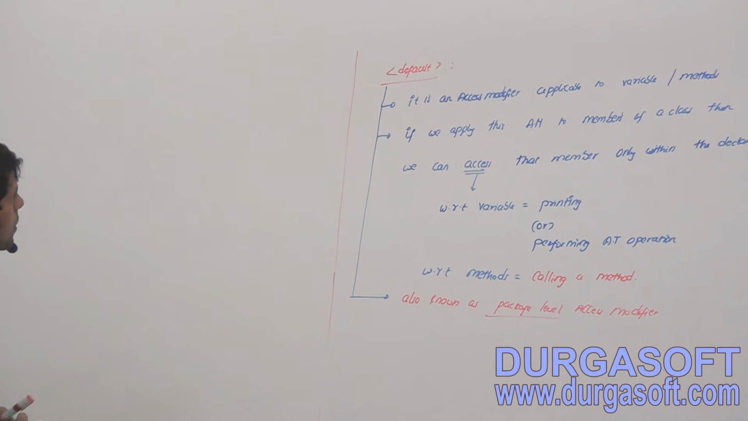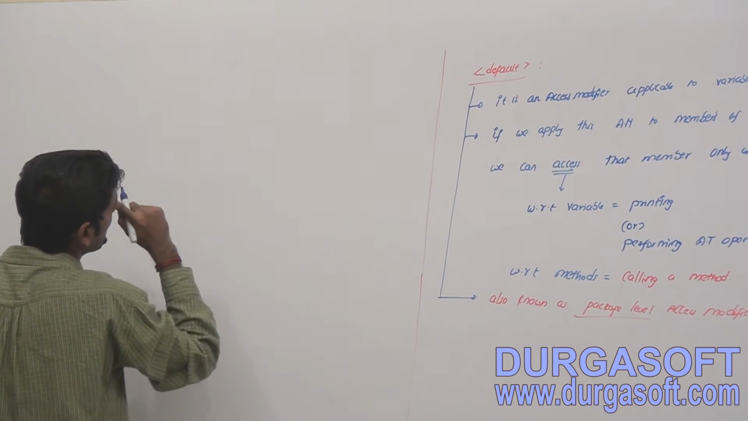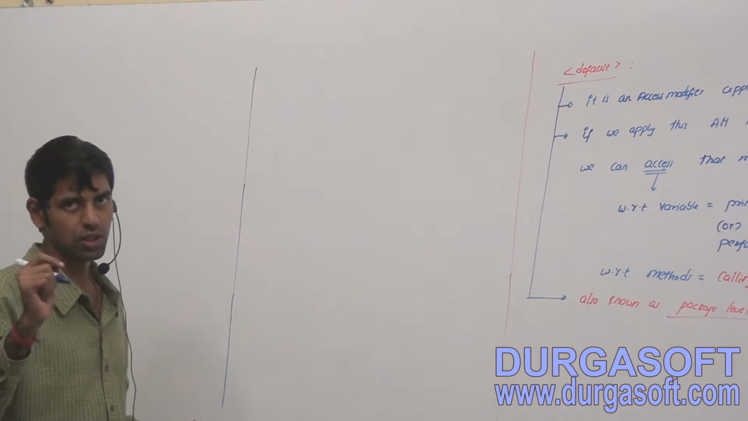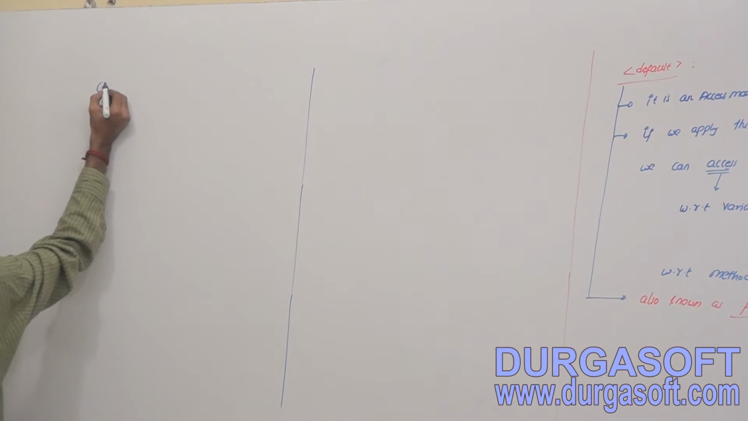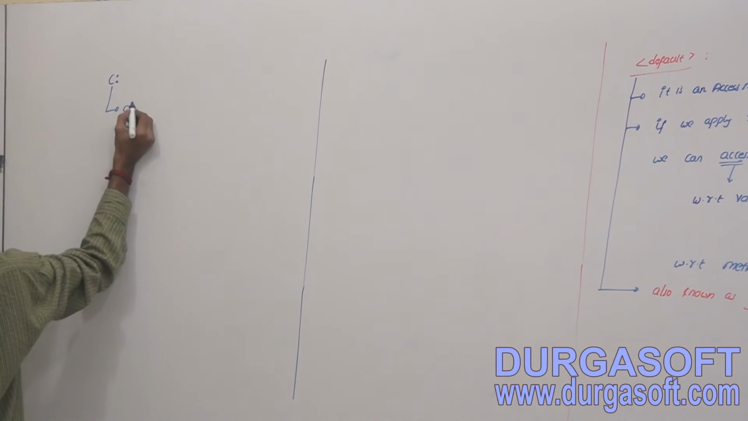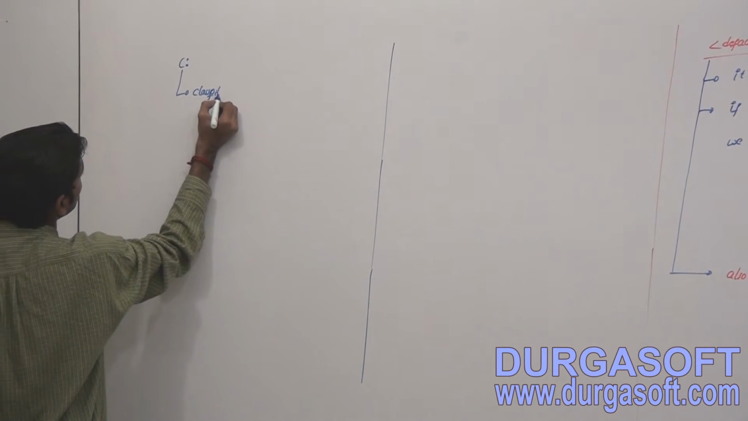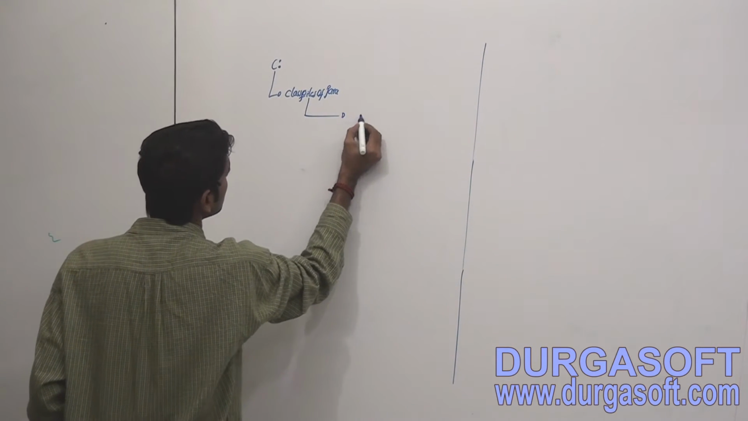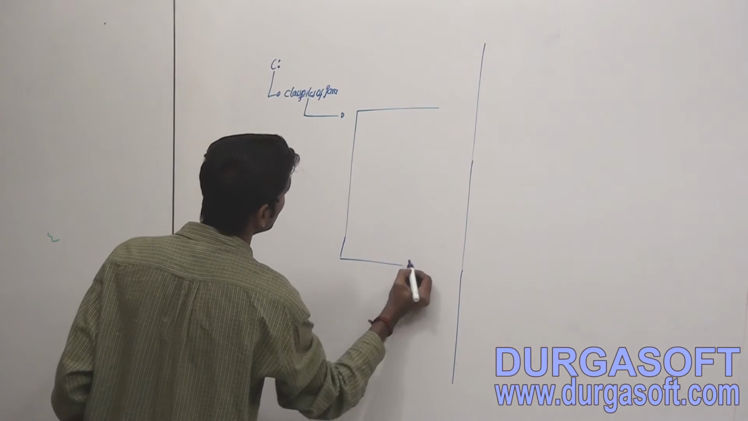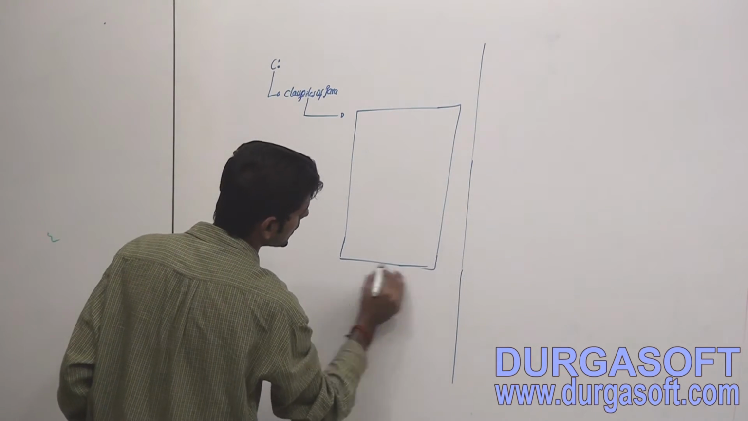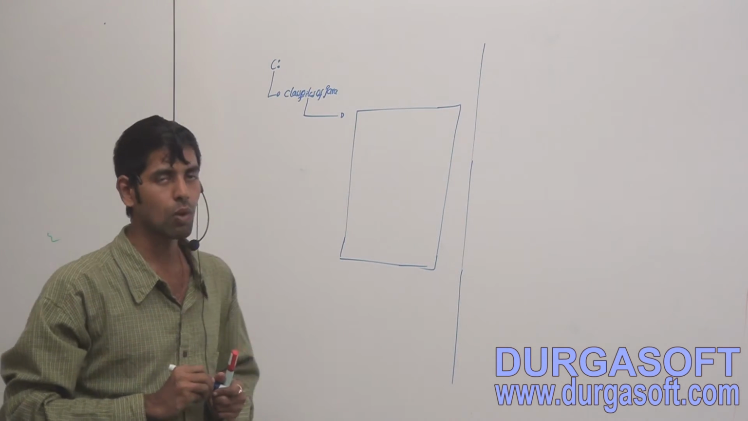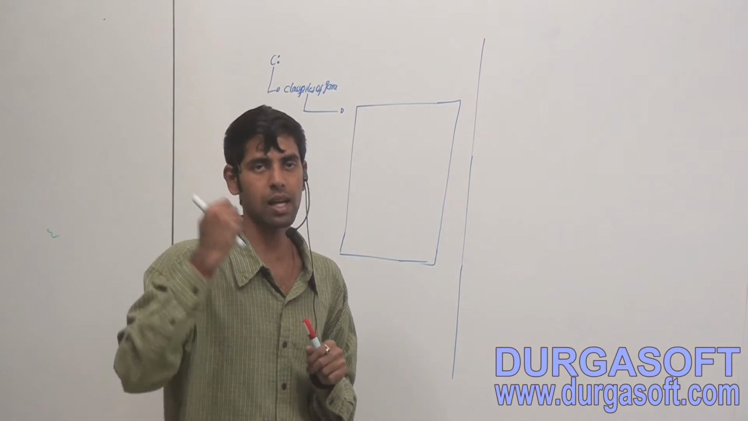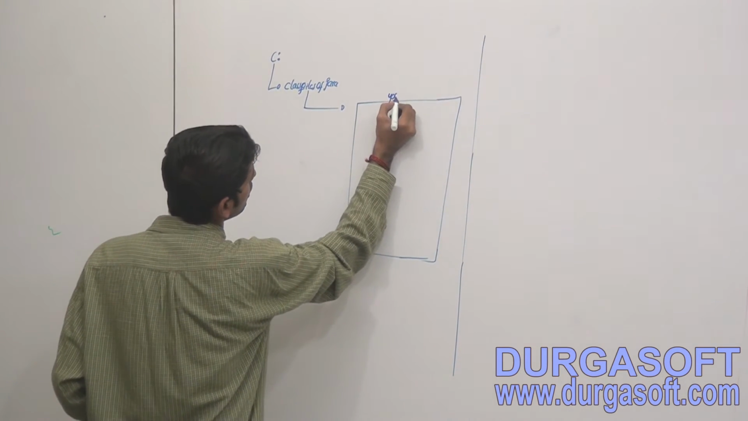Now let me take two directory structures. One, let it be the class files of Java. Here think that I'm writing one small piece of code. Let the source file name be u.java.